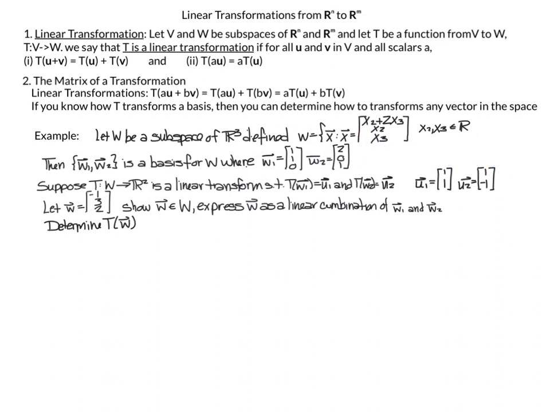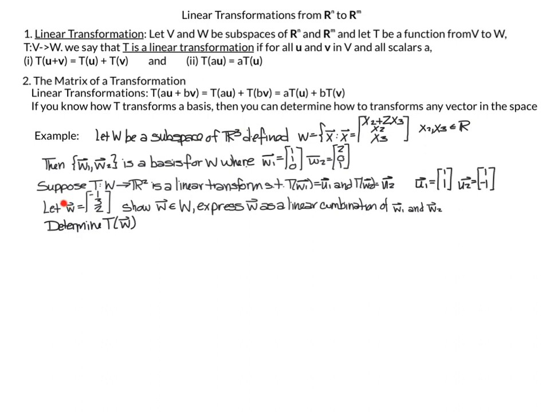Now that we have our basis, suppose that we have a transformation T, and we know what T does to our basis vectors. In particular, T(w1) is equal to (1, 1), and T(w2) is equal to (1, -1). Here I have a note that if you know how T transforms a basis, then you can determine how to transform any vector in the space. So here is the last part of this problem.